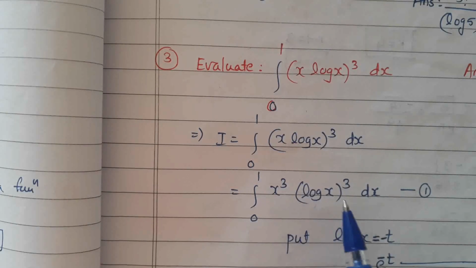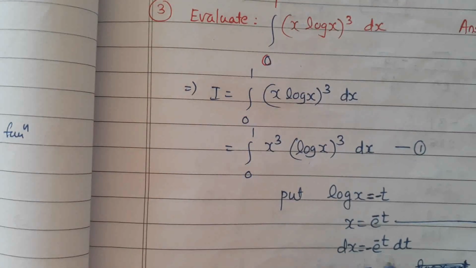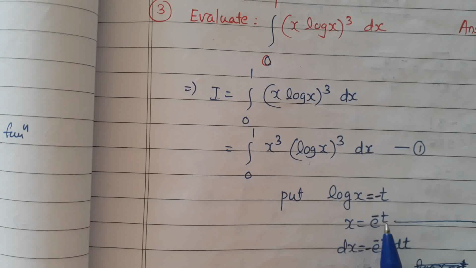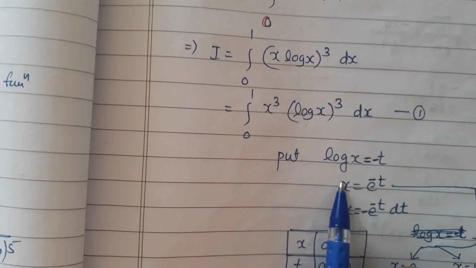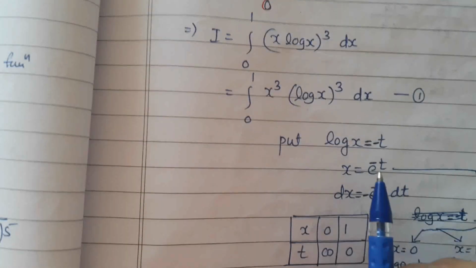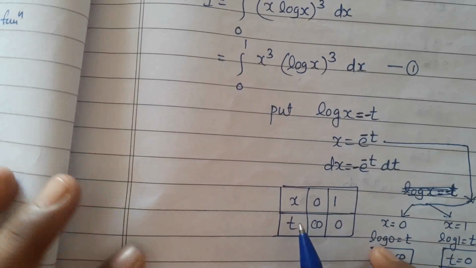So substitute log of x is equal to minus t. x is equal to e raised to minus t. dx is equal to minus e raised to minus t dt. And change the limits using the substitution.